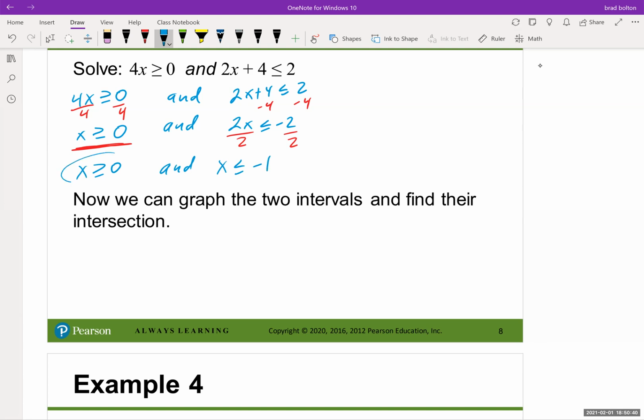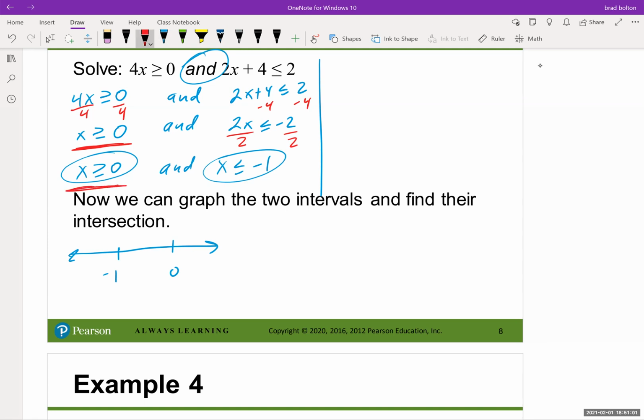So technically these are my answers, but that's not how you're allowed to write the final answer because we have to find the intersection of these two. So maybe I'll write it down here. I'm going to draw my number line, and I'm going to put negative 1 and I'm going to put 0. Now I'm just going to do what the shading tells me to do. For this one, it tells me greater than or equal to 0. So I use a bracket because it's the "or equal to," and I shade to the right. Any of these numbers, 1, 2, 3, anything over here will always be greater than or equal to 0, right?